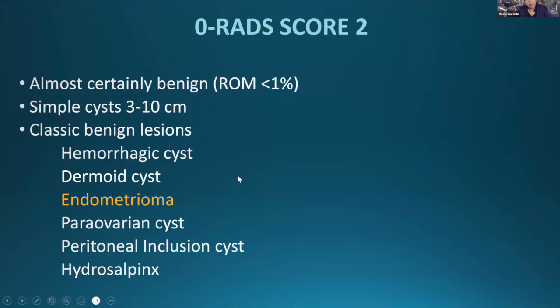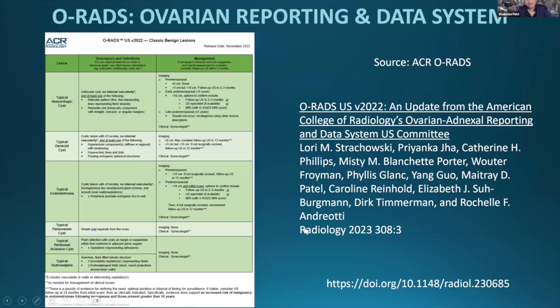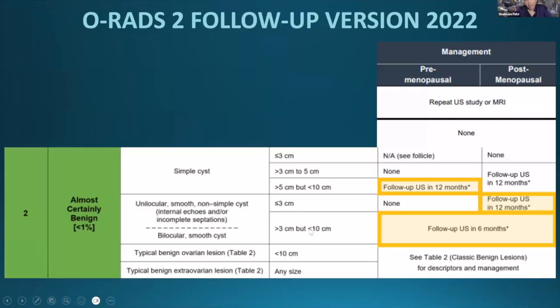And like I alluded to before, there are certain classic benign lesions within this category, which include hemorrhagic cyst, dermoid cyst, endometrioma, which I will not be discussing, paraovarian cyst, peritoneal inclusion cyst, and hydrosalpinx, the last 3 being in the adnexa. A brief recap of O-RADS 2 classic benign lesions, and here's the resource for you to look it up should you choose to do so. And this is the management recommendations.